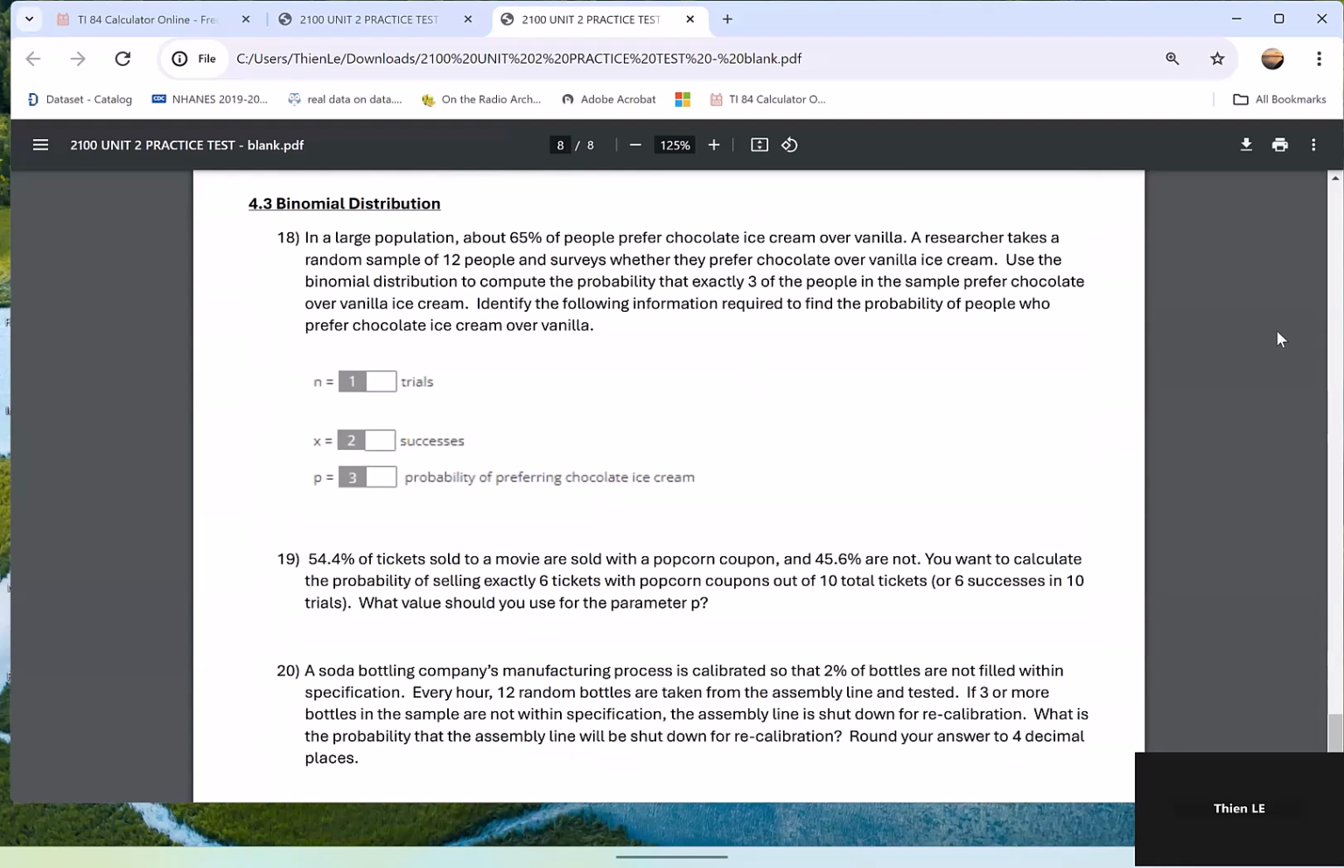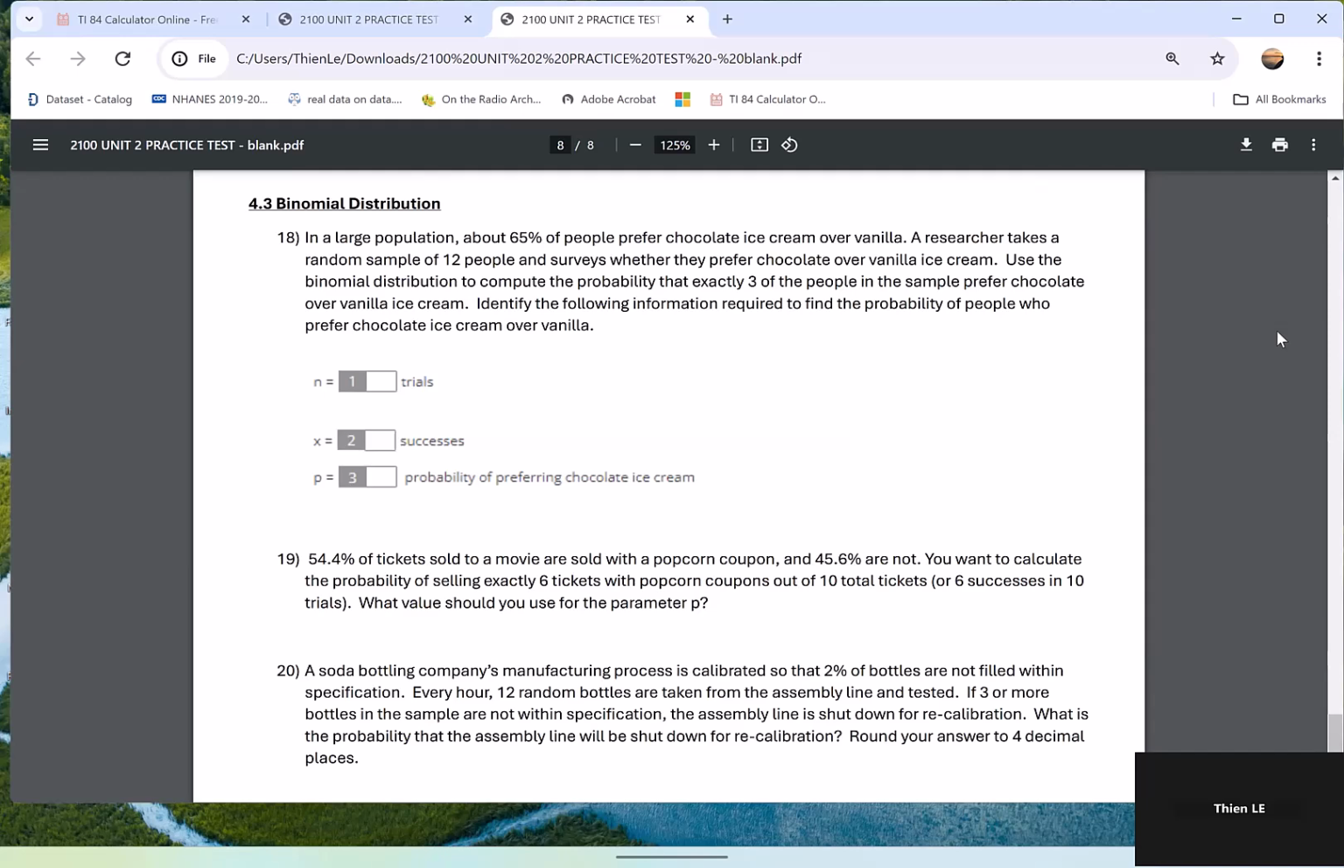In a large population, about 65% of people prefer chocolate ice cream over vanilla. A researcher takes a random sample of 12 people and surveys whether they prefer chocolate or vanilla ice cream. Use a binomial distribution to compute the probability that exactly three people in the sample prefer chocolate over vanilla.